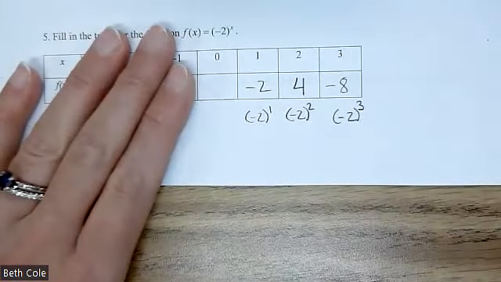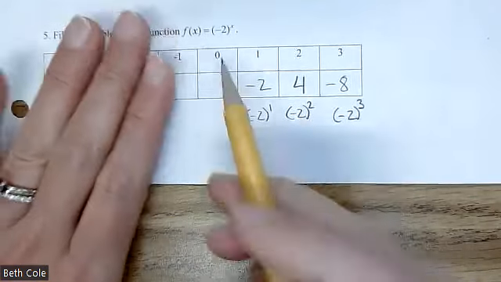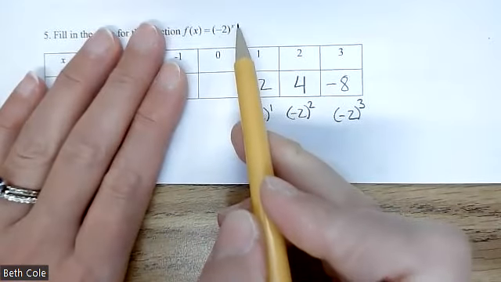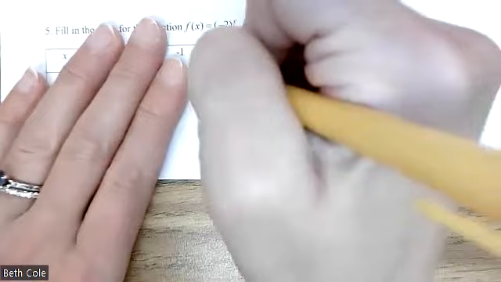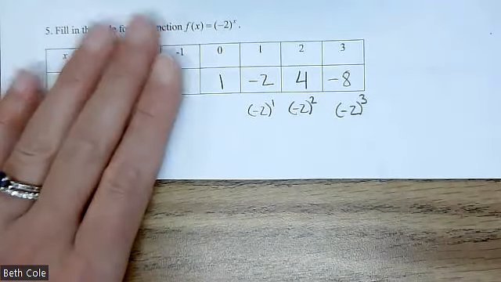How about -2 to the first? -2. Okay, for 0, think first. Like, use brain, then speak. If you plug in 0, anything to the 0 power, good, is 1. 1,000,000 to the 0th power is 1. That's just how that works out.